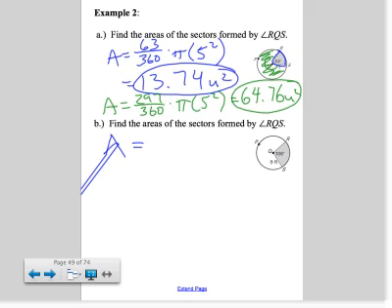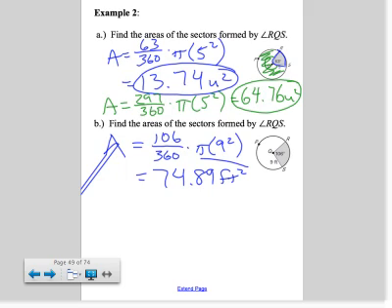So A equals central angle over 360 times pi r squared. At this point, I'm done, I'm just going to plug it into a calculator. So I have 106 divided by 360 times 3.14 times 9 squared, which is 81, and I get the area there to be 74.89 square feet. And that area is this blue region here.